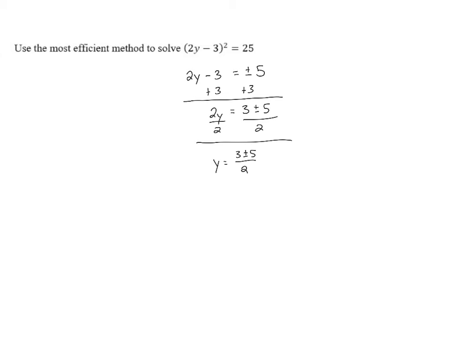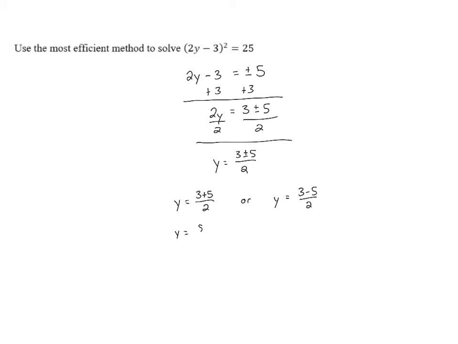And at this point, we can look at the two solutions separately so that we can simplify each of them. The first solution comes from y = (3 + 5)/2. And the second one comes from y = (3 - 5)/2. Let's evaluate each of these.